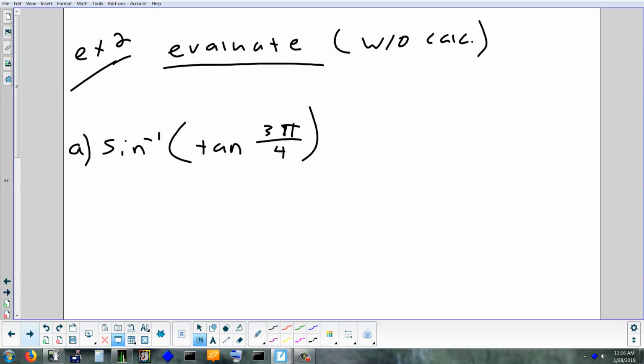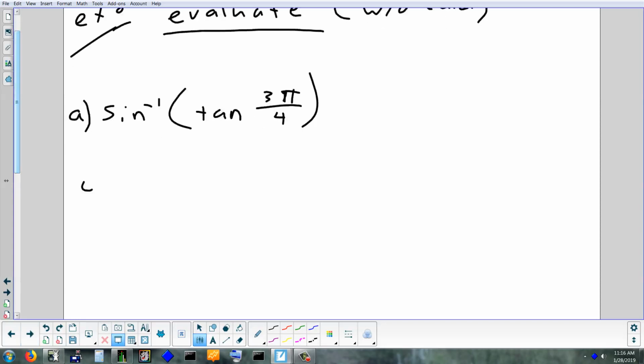So whenever you do order of operations to evaluate something, where do you start? What's the very first thing you always do with order of operations? Yep. Always start with what's in the parentheses. Don't even worry what's outside the parentheses. So I'm just going to see if I can figure out the tangent of 3 pi over 4.